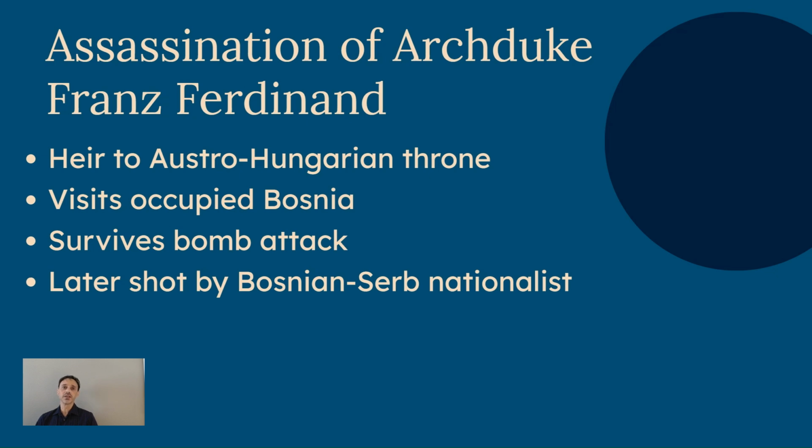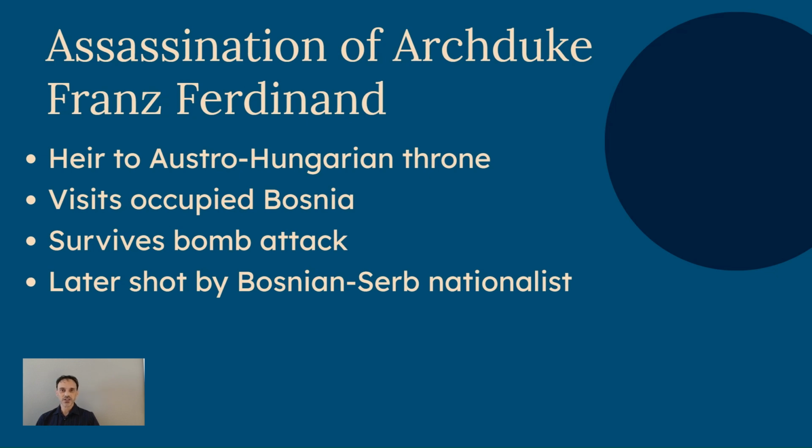He is driving through, and the first attack on him is actually a bombing. Someone throws a bomb, but the bomb detonates, doesn't hit the Archduke's car, but it injures a lot of bystanders. So the Archduke decides later on he's fine. He wants to go visit some of the people who were targeted in the assassination. Some of the innocent bystanders.